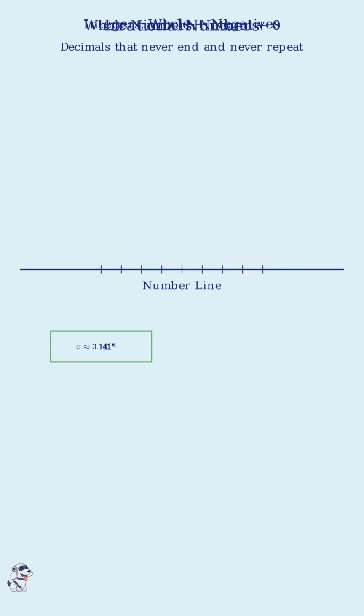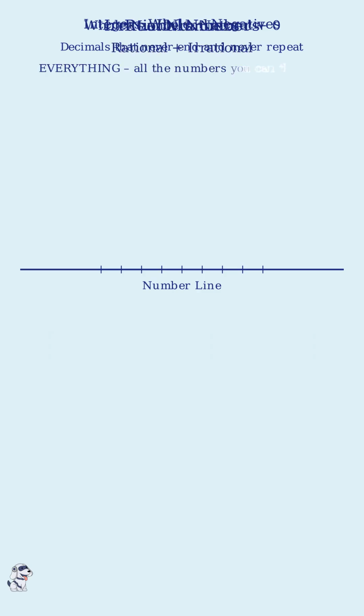Irrational numbers are weird decimals that never end and never repeat, like pi, or the square root of 2. Real numbers are everything, all the numbers you can think of, including those weird decimals that never end and never repeat. So, real numbers equals rational numbers plus irrational numbers.